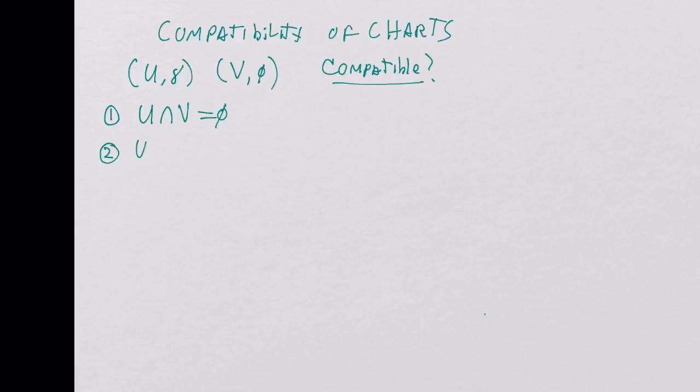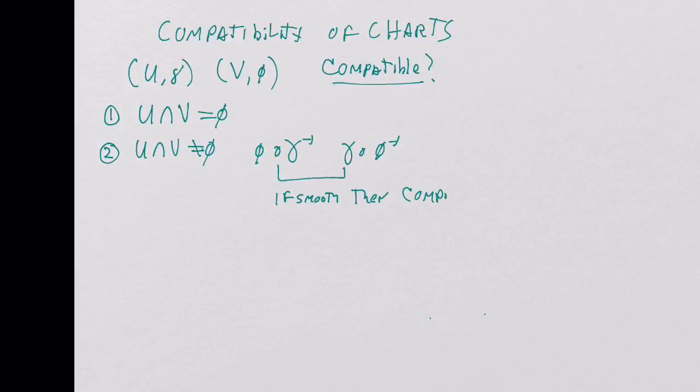If they do overlap, however, if U intersection V does not equal the null set, then we look at the transition functions between the chart maps. We look at gamma inverse composed with phi, and we look at phi inverse composed with gamma. And if these are smooth, then they are compatible. So compatibility is a property of charts in a pairwise fashion. I take two charts and I ask, are these two charts compatible? So that's the first part of this.